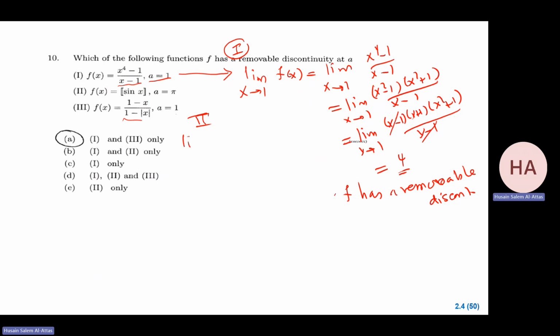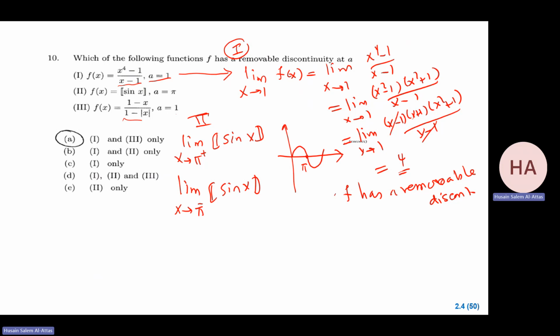Okay. Now let me check 2. I need to check the limit as x goes to pi from right for this function, and from left. What will happen? This is the graph of sine. Let me put it here. This is pi. So if x goes to pi from right, sine x goes where? To 0, but from left, less than 0 a little bit.